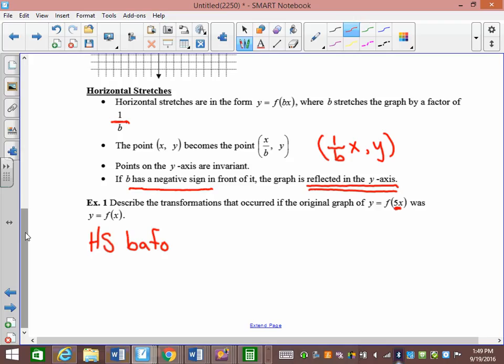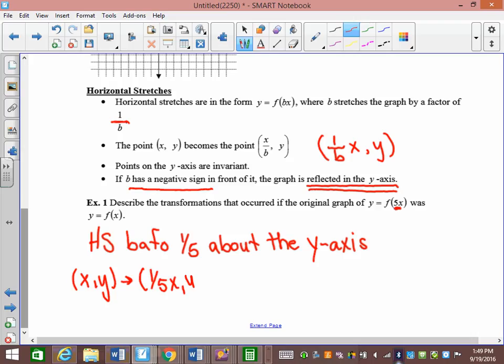So it's going to be horizontal stretch by factor of 1/5 about the what axis? The Y. Just like it's a reflection in the Y when you have a negative inside of the X, it's a stretch about the Y when you have a stretch. If you want to do mapping just to show it, it would be (x, y) would become (1/5 x, y). So your stretches multiply. The horizontal stretch multiplies your X side, because the vertical stretch multiplies your Y side. Because with the X is X.